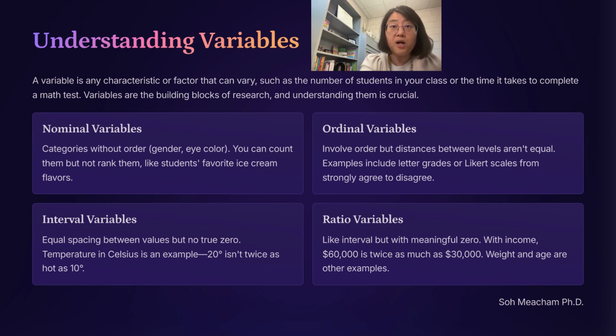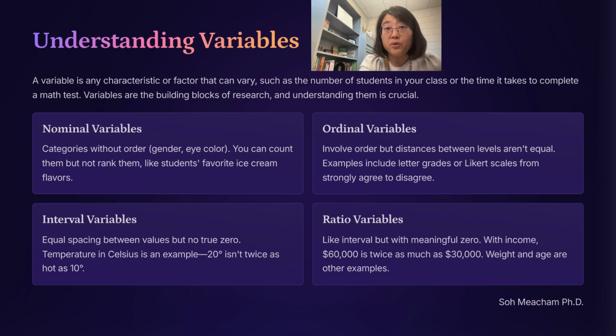Ratio variables are like interval variables, but with a meaningful zero. Think age, height, or income. If someone earns $60,000, they make twice as much as someone earning $30,000. Another example is weight. If one object weighs 10 pounds and another weighs 20 pounds, the second object is twice as heavy.